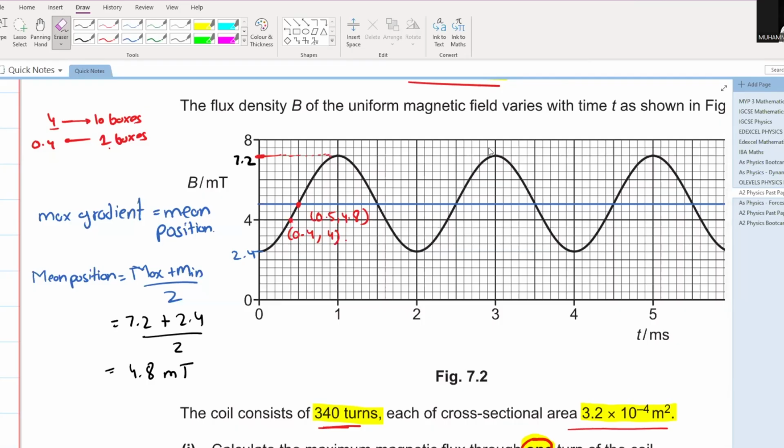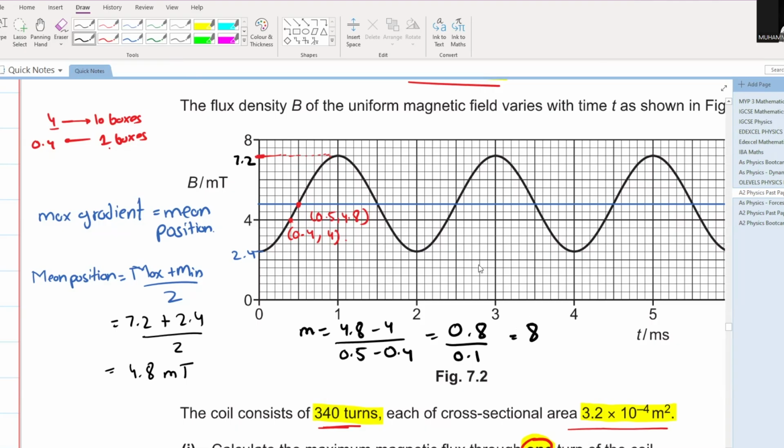Also, someone gave the answer. Let's check it out. You have 2 points. Let's calculate the gradient here. The gradient here will be equal to 4.8 minus 4 divided by 0.5 minus 0.4. This comes out to be 0.8 divided by 0.1. That is equal to 8 as your gradient.